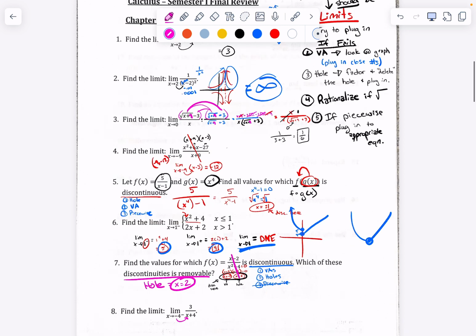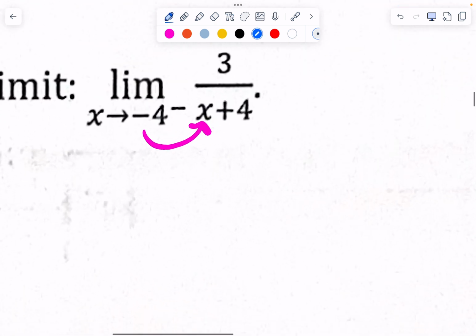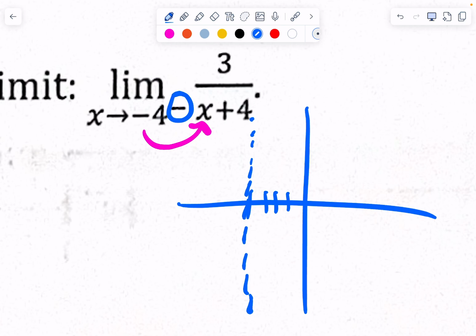Look at the graph. What does this graph look like? He has a VA at negative 4, right? And we are particularly looking at negative 4 from the left side. So we want to plug in numbers on the left side of negative 4. What numbers are left of negative 4? I was waiting for somebody to say negative 3.99, because they're like, left means less than. But 3.99 is technically over here.